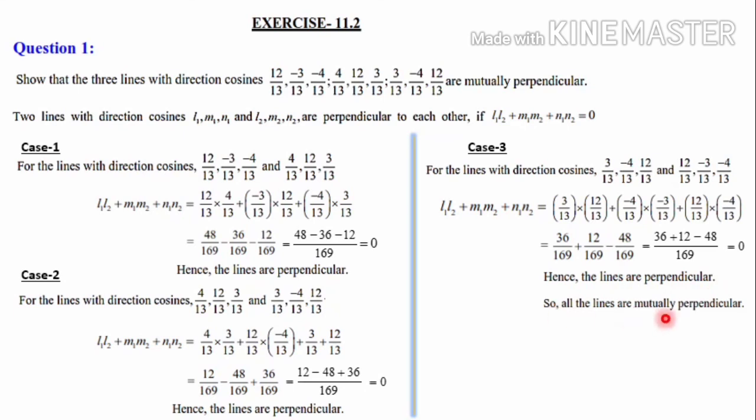So all these lines are mutually perpendicular, because the first two are perpendicular, the second and third also perpendicular, the first and third also perpendicular. So all these three lines are perpendicular to each other, or mutually perpendicular. Move on to question number 2.